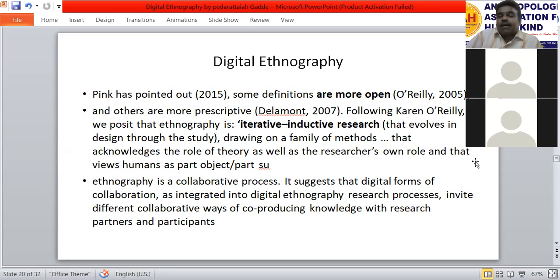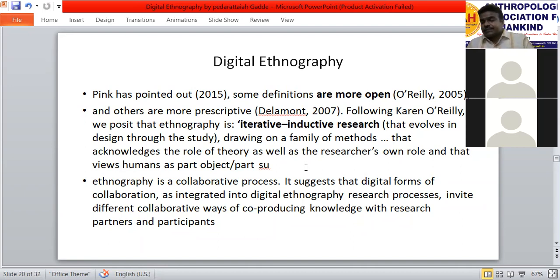Sarah Pink has pointed out some definitions are more open and others are more prescriptive, as Delamont says. And following Karen O'Reilly, we posit that ethnography is iterative-inductive research that evolves in design through the study, drawing on a family of methods that acknowledges the role of theory as well as the researcher's own role, and that views humans as part object or part subjects.